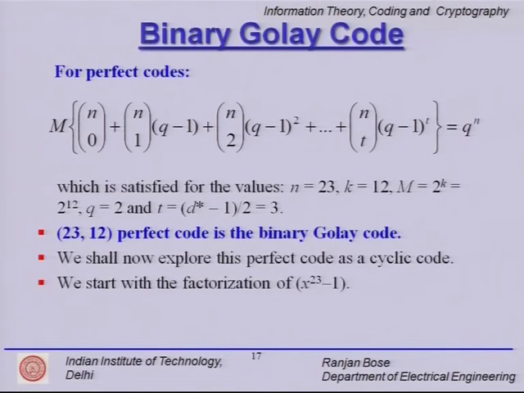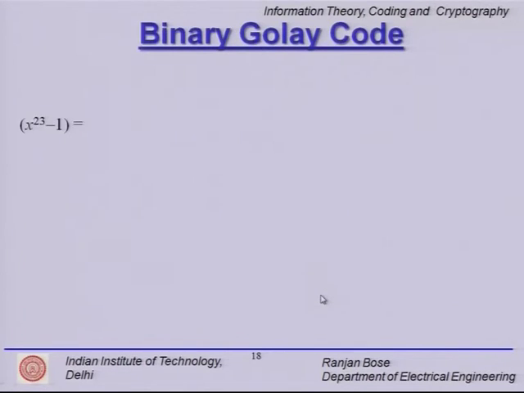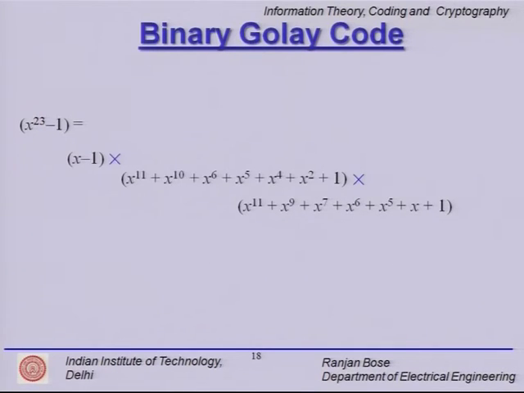Okay. So, the first step is, the moment I get a hang on n is equal to 23, I quickly write x raised to the power 23 minus 1 and try to factorize it. Where? Over GF(2), because it is a binary code. So, let us try to factorize this x raised to the power 23 minus 1, and with a little bit of effort you can write out these factors.